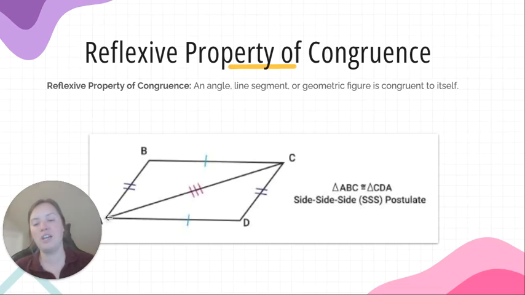We have the reflexive property, which says that angles, line segments, and geometric figures are congruent to themselves. So these two triangles both share a line AC. So in both of these triangles, AC is congruent, it is the same measure of length.